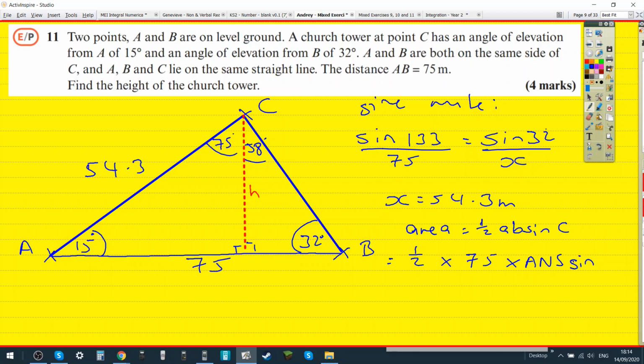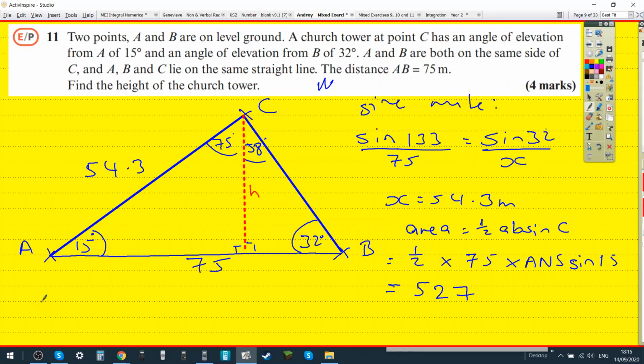And so that would be equals to, and I got 527. Okay. So do I now need to do 527 divided by 75 to get the height?